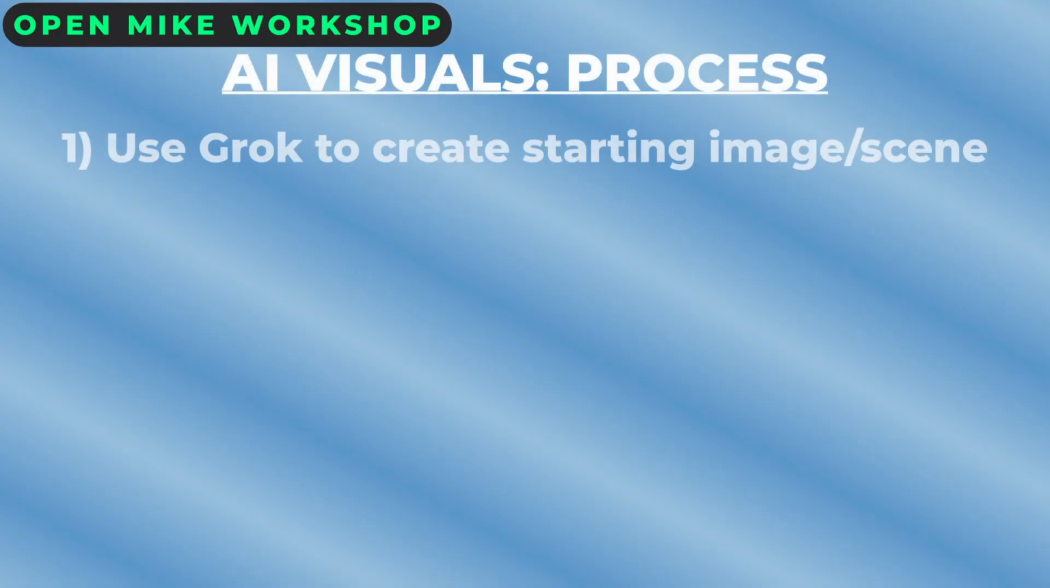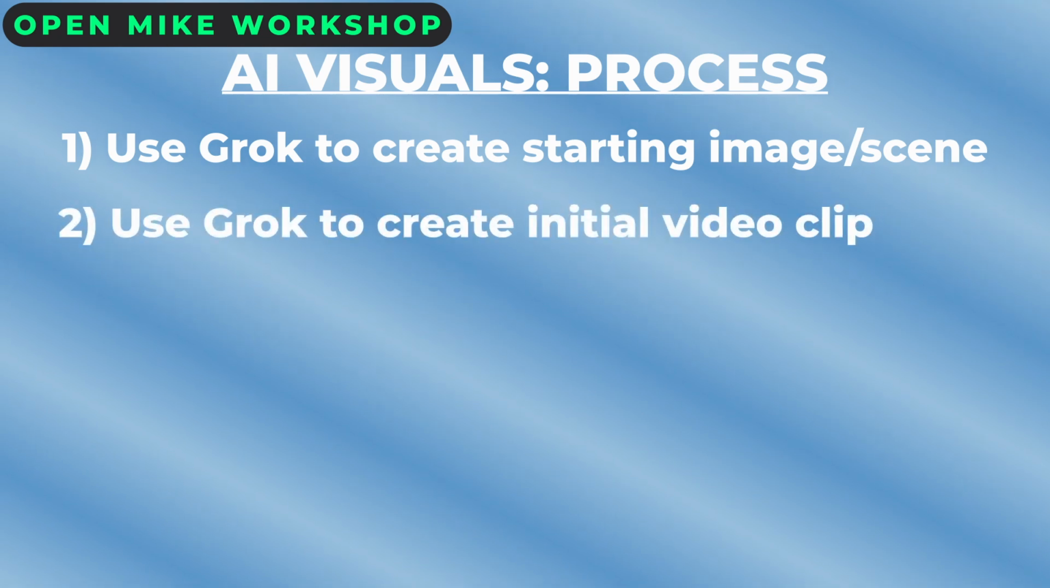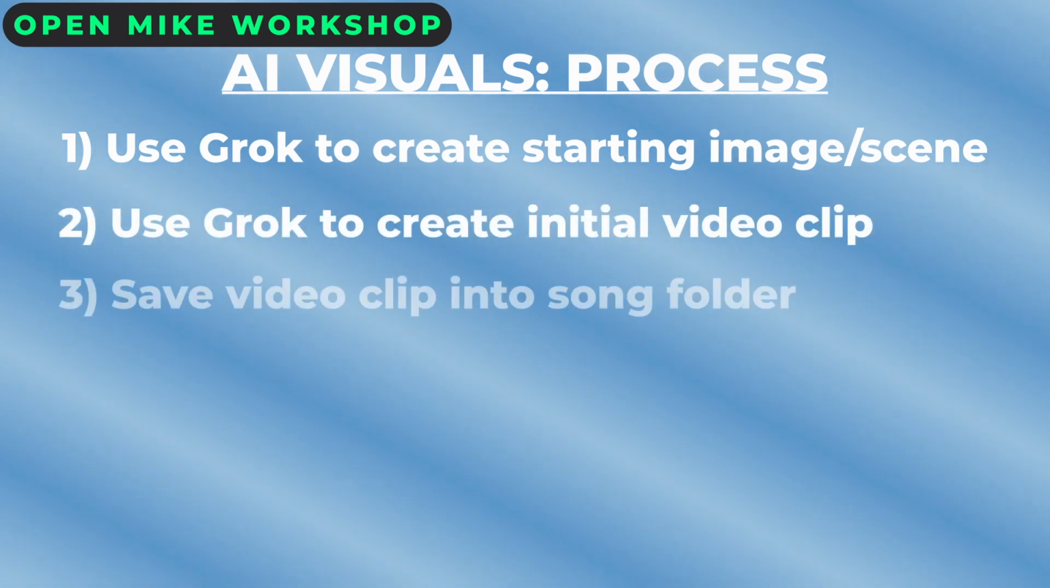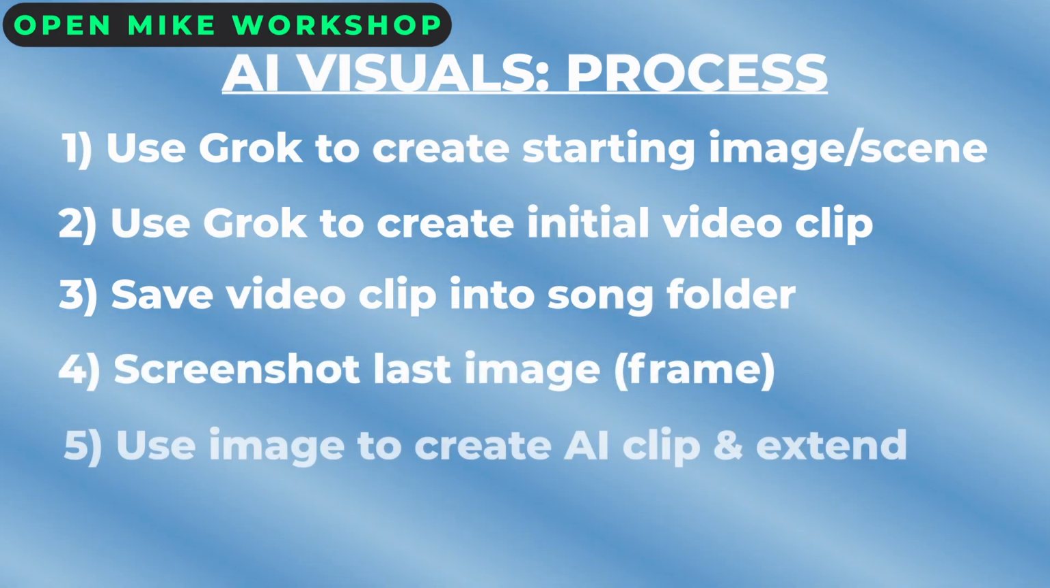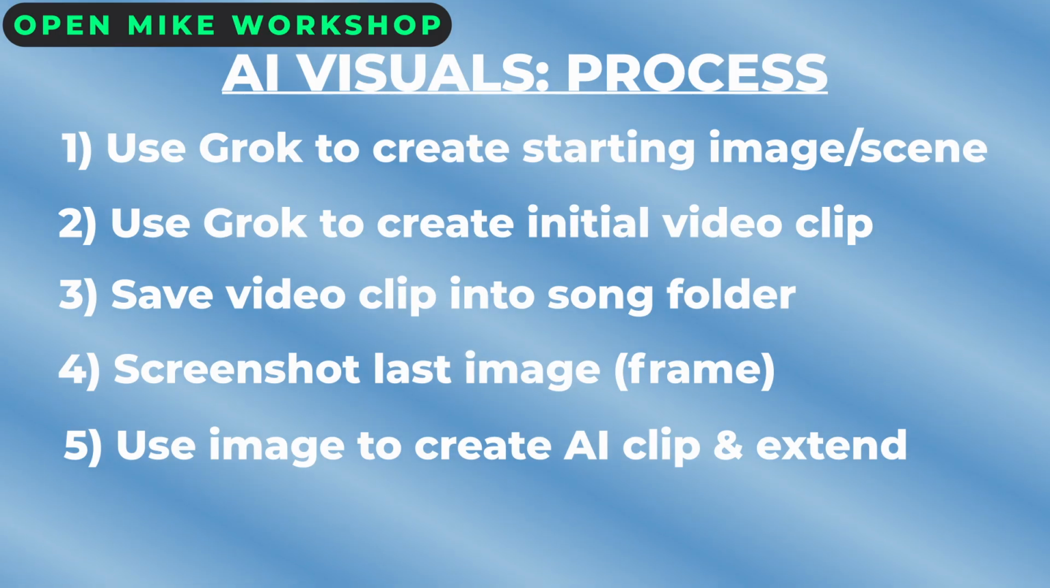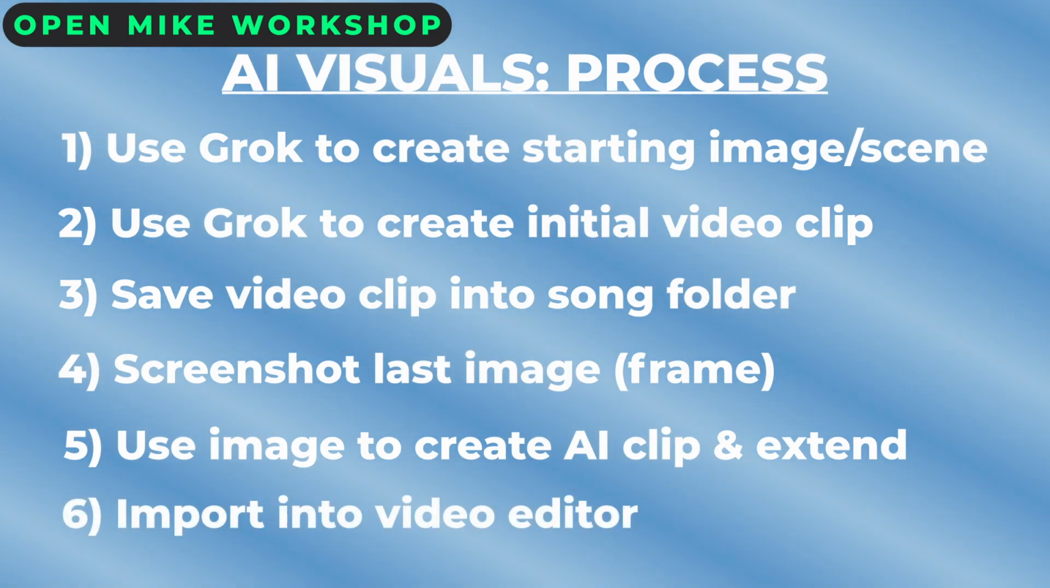First, I use Grok to generate a high quality starting image and or scene. Then I use Grok to generate a 6-second clip. I save that clip onto a song folder on my computer and then screenshot the last frame. I take that frame and I'll feed it into Meta AI for some visuals, and then I'll extend. And you can repeat this back and forth between the two tools until you have your full story. Then import everything into your video editing tool of choice.